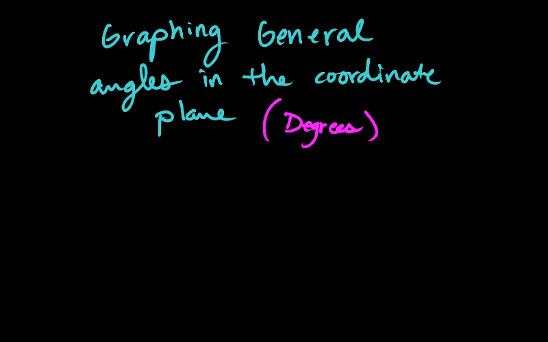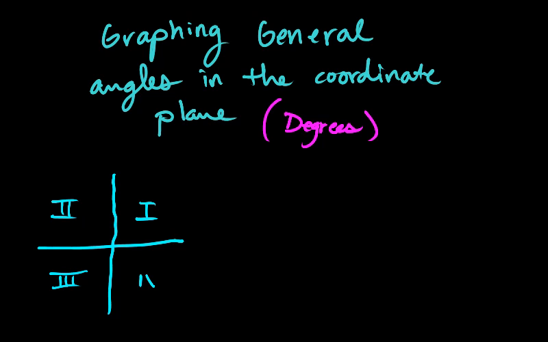So the coordinate plane looks like this and is broken down into 4 quadrants. This is quadrant 1, quadrant 2, quadrant 3, and quadrant 4. And we start over on the right hand side of the x-axis, on the positive x-axis, right here. That's hard to see. Let's use a different color. That's beautiful, right? And so this is called the initial side. And right where that is, that's 0 degrees, okay?